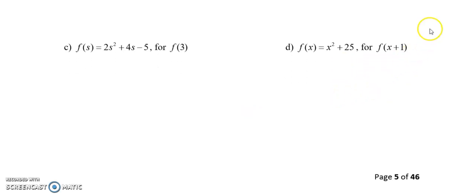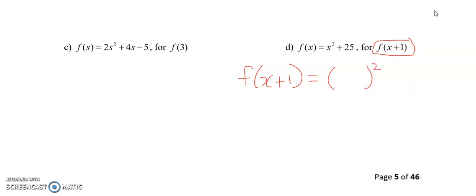Now what is different about d, though, if you look at it carefully, look at what they're asking you to evaluate. They're not telling you to put a number now in place of x. They're saying replace all the x's in the function f with x plus 1. So what you would have there, f of x plus 1. Now remember, you're not putting a number in. You're putting a different expression in. So here in brackets, there you go. You're squaring something and you're adding 25. That's what the function f does. It squares something and adds 25. Well, you actually put in x plus 1 there.